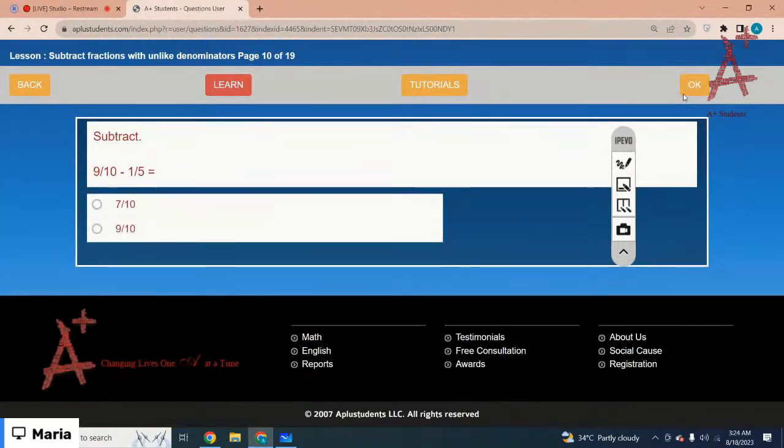The next one is 9 by 10 minus 1 by 2. You are given two of the options, 7 over 10 and 9 over 10. Which is the correct option? You have to multiply 1 over 2 by 5, right? So it would be 5 over 10. So 9 minus 5 is 4. Sorry, 9 minus 2 is 7. The correct option is 7 over 10.